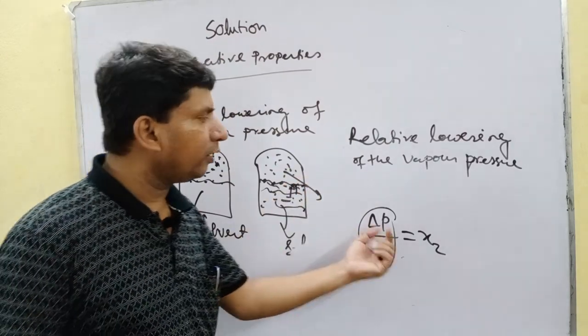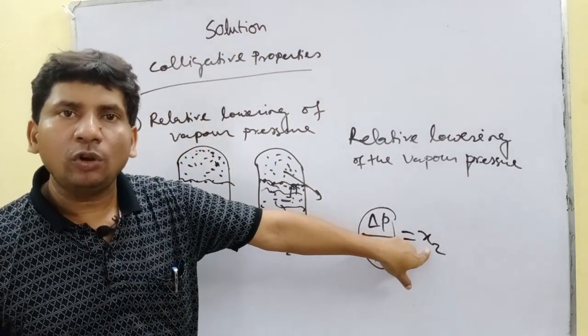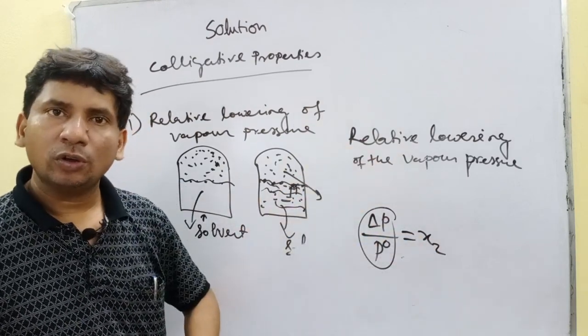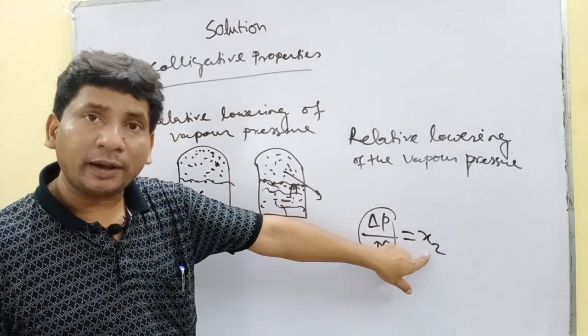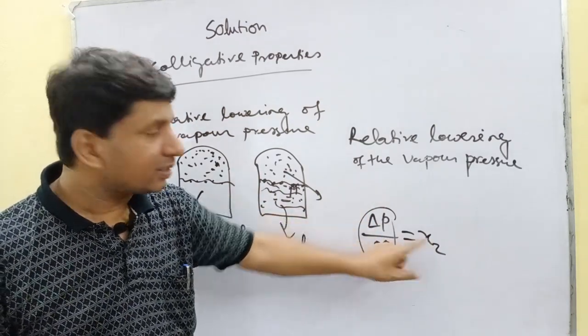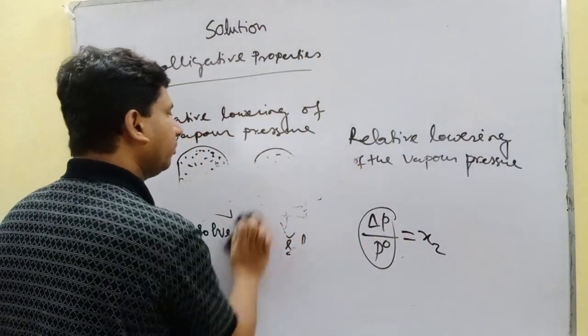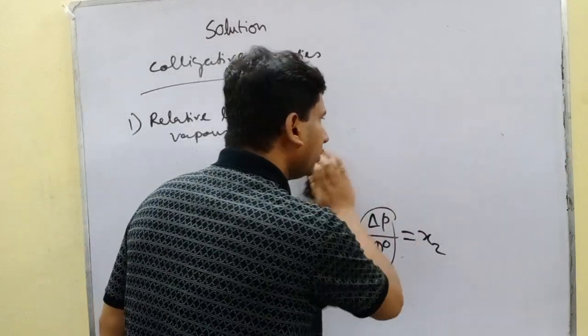The relative lowering of vapor pressure depends on the mole fraction of the solute. So, what is this? Mole fraction of the solute. So, relative lowering of vapor pressure depends on the solute particles. Hence, it is a colligative property.